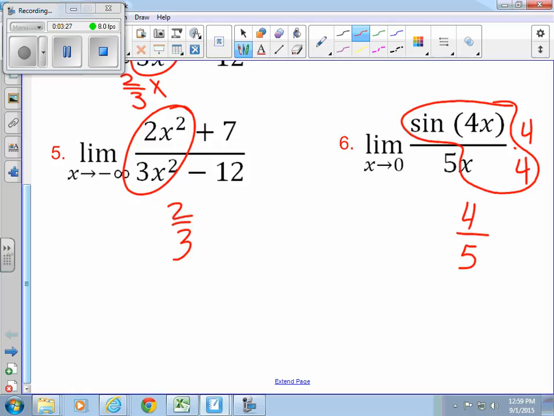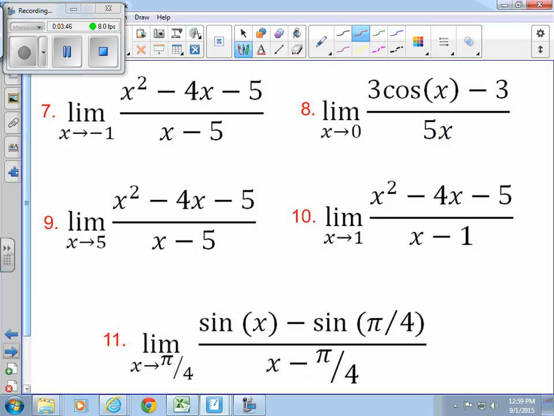You could use what? L'Hopital's rule, and if you do L'Hopital's rule, the derivative of sine of 4x is cosine of 4x times 4. And the bottom is 5, and then you can plug in 0, and you get 4/5, right? So L'Hopital's. What are the rules for using L'Hopital's? You use it for 0 over 0, or infinity over infinity. They want to choose that.